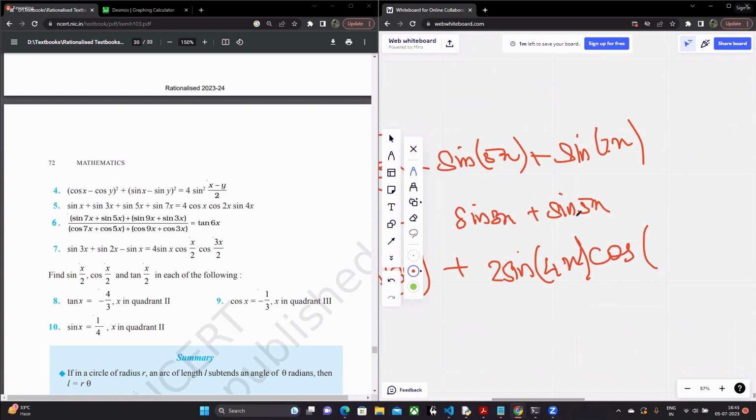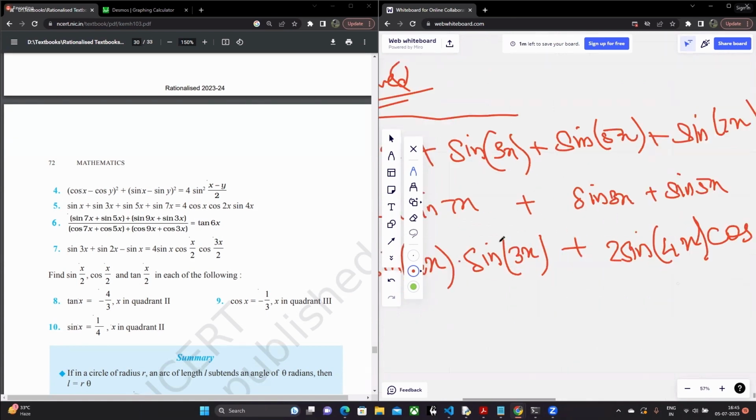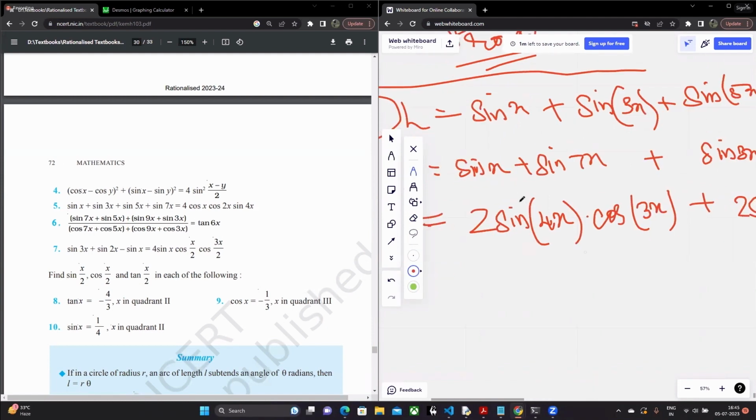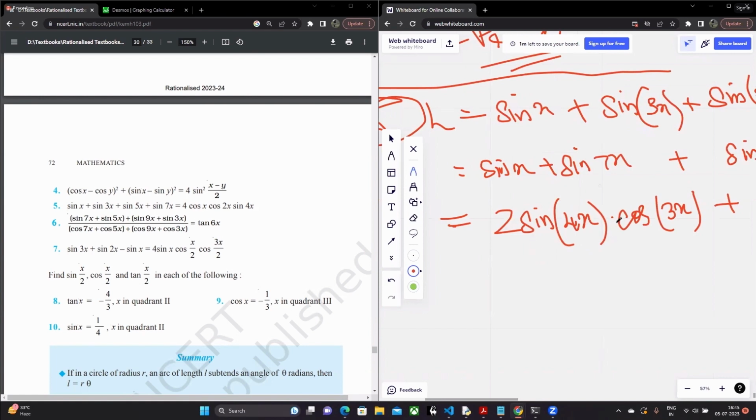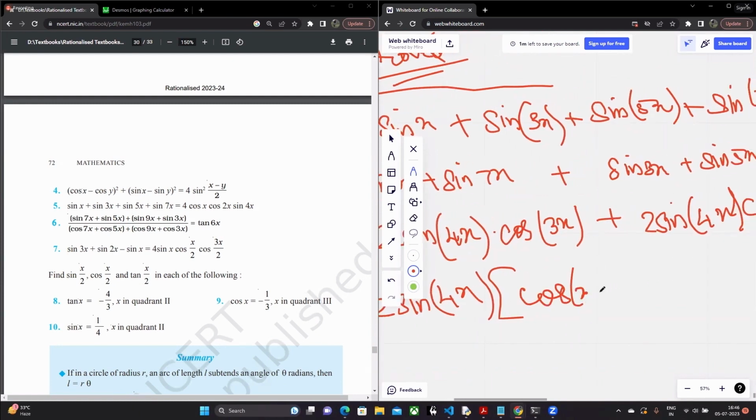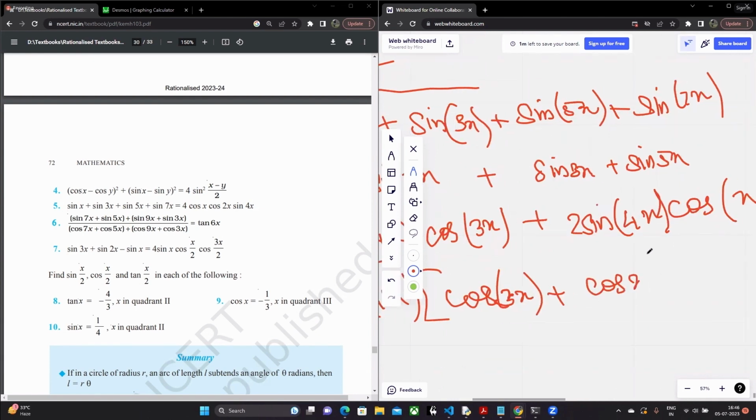cos of, this is going to be 5 minus 3 is 2, so this is going to be cos x. Sorry for that. Yes, 2 sin of (a plus b) by 2, cos of (a minus b) by 2. So I'll take 2 sin 4x common out. You're going to be left with cos of 3x plus cos of x, right?